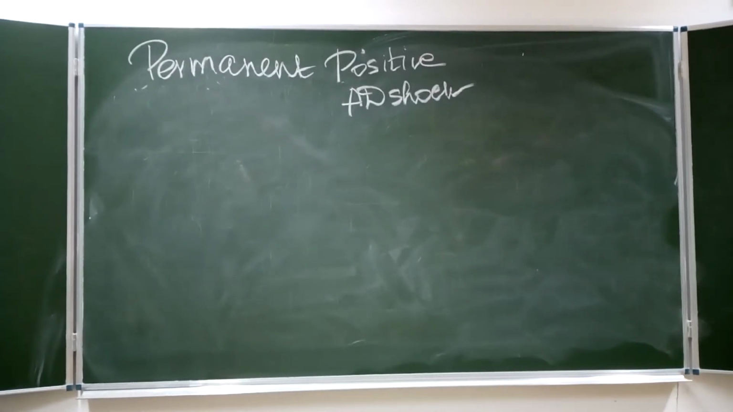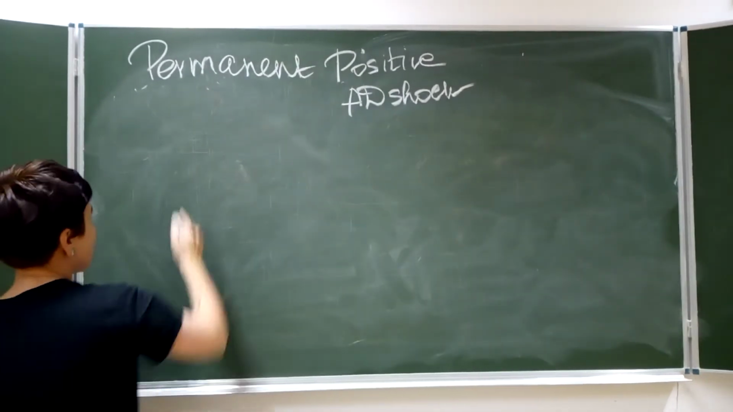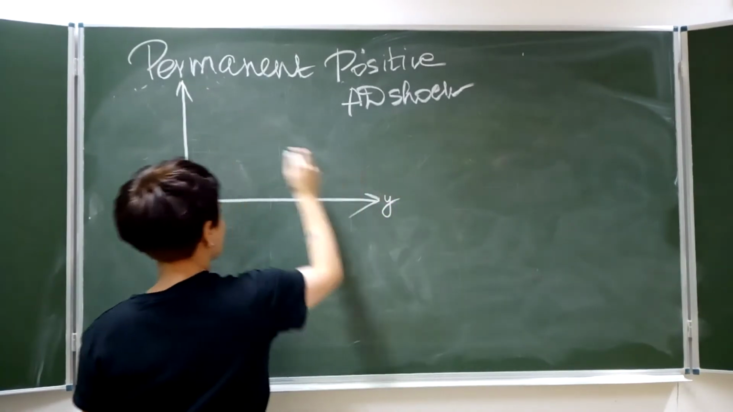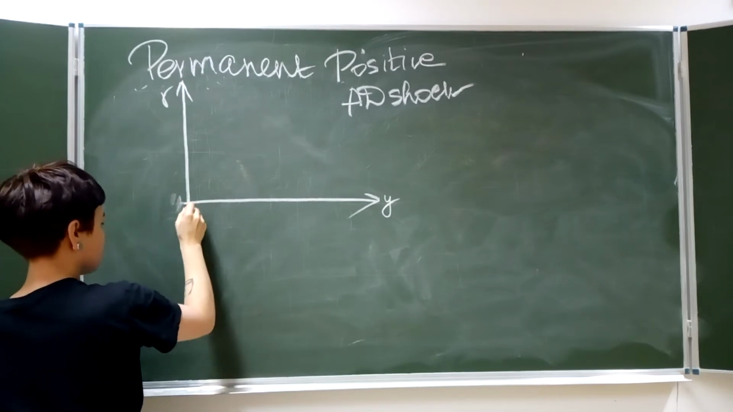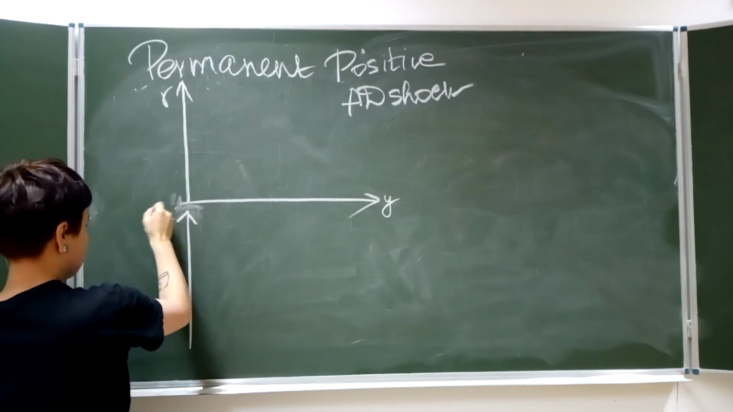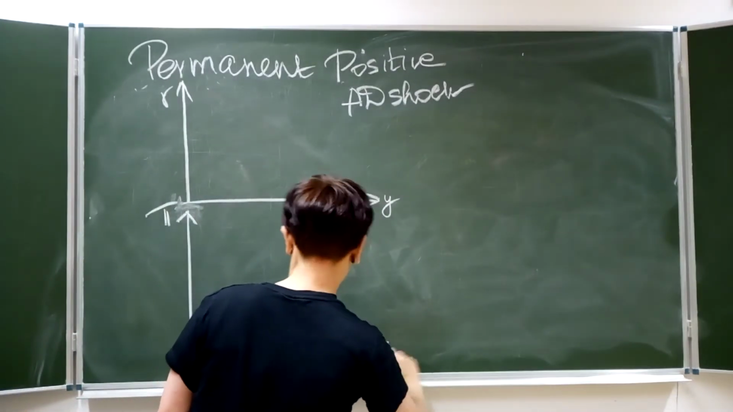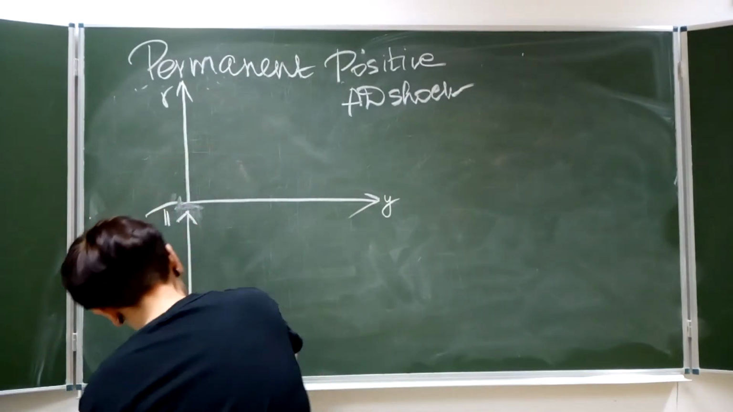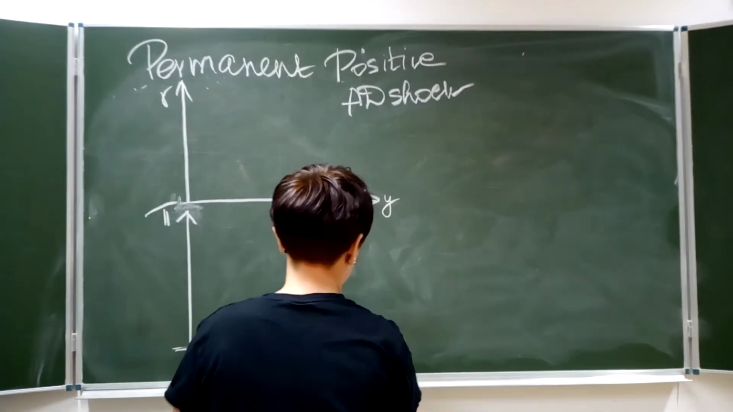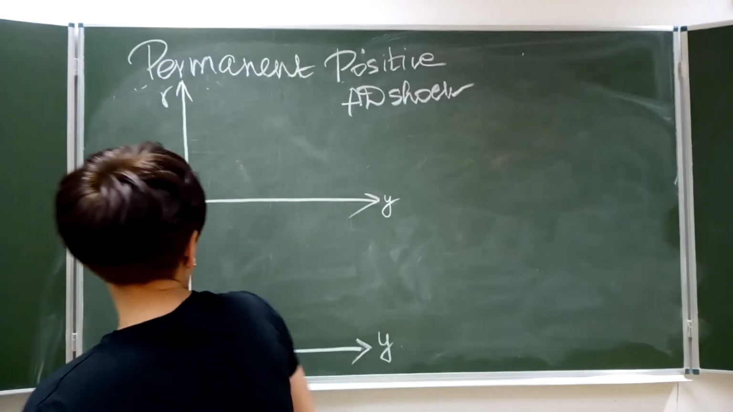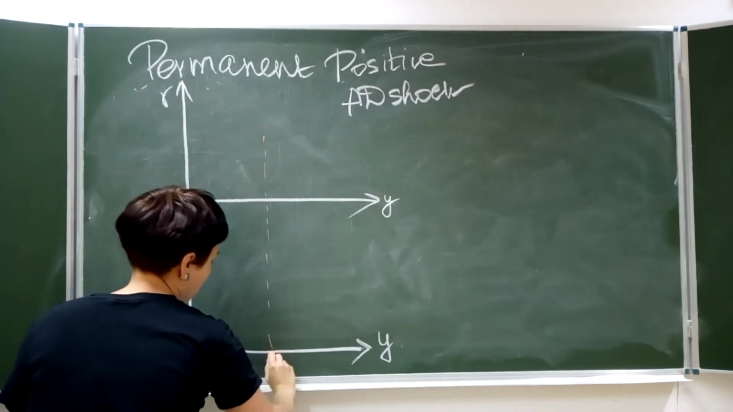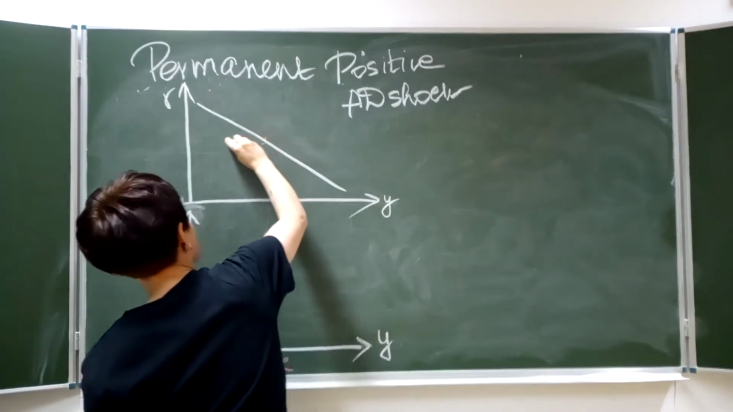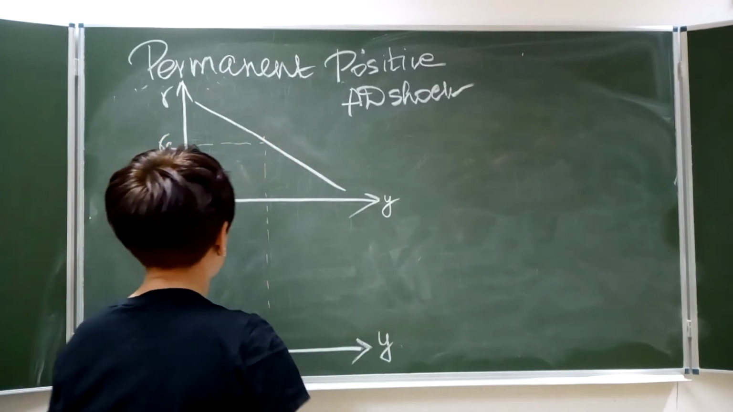So in this video we discuss permanent positive aggregate demand shock, and as usual we start with economy in medium run equilibrium. Now it's better. So we assume that initial level of output is equal to potential level of output, and this corresponds to the level of interest rate, Rs.